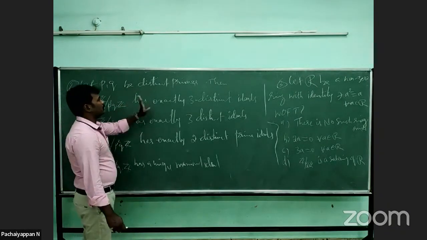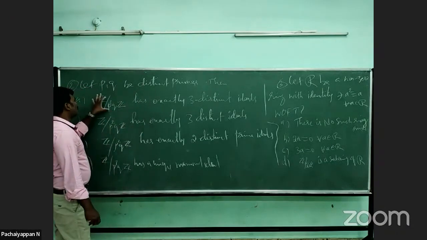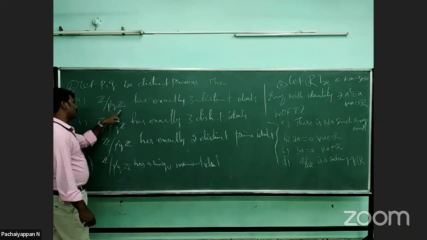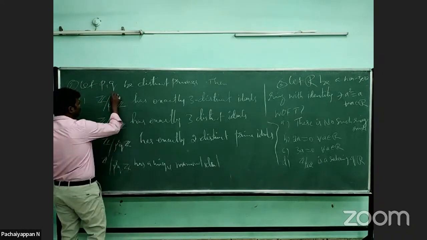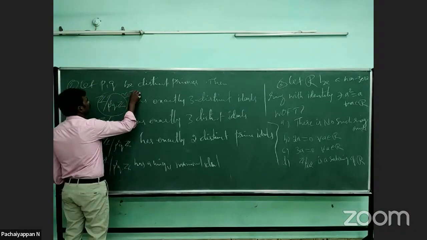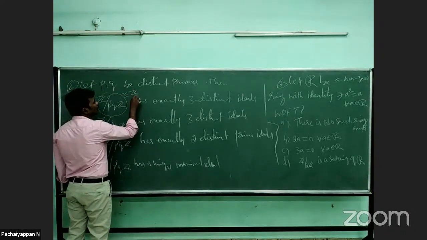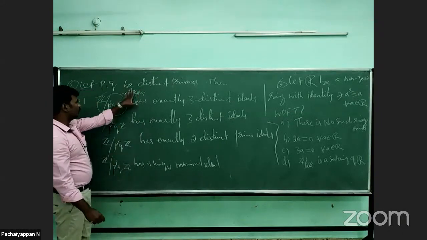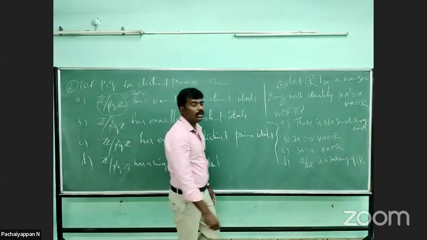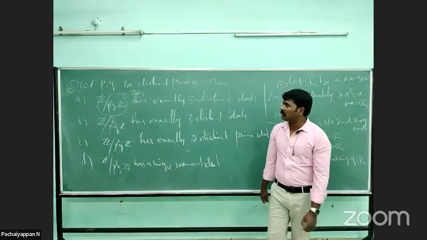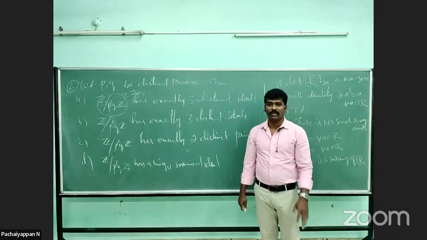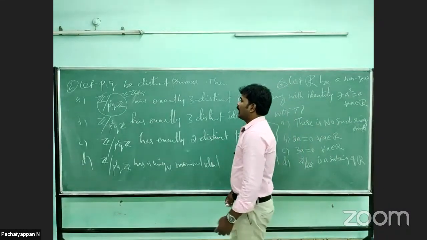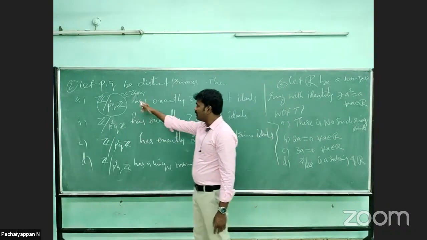Let P and Q be distinct prime numbers. So what is the notation of this? Z mod P square Q into Z. This set is isomorphic to Z_{P square Q}, that is, the integers modulo P square Q. You know the modulo operation, right? Second question, option C, D, yeah? Every such set is isomorphic to this.